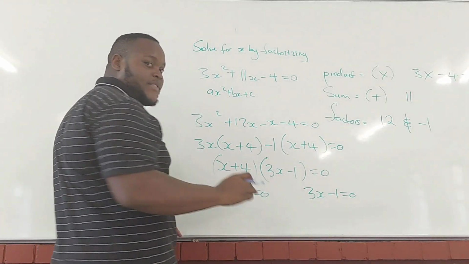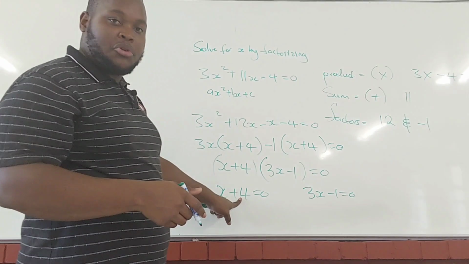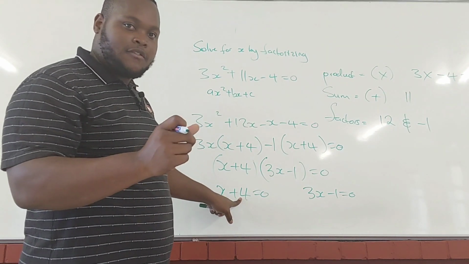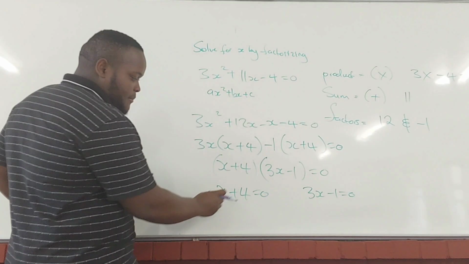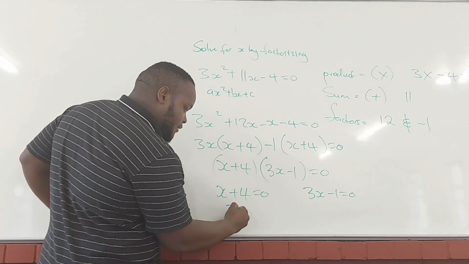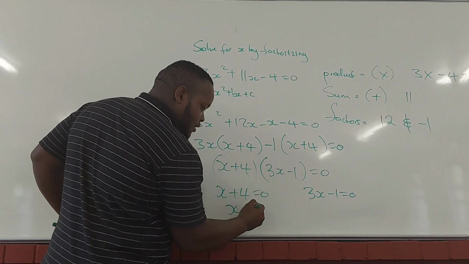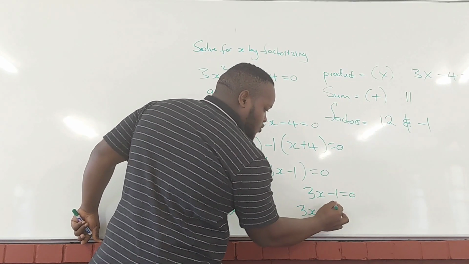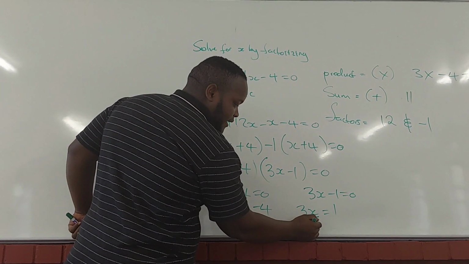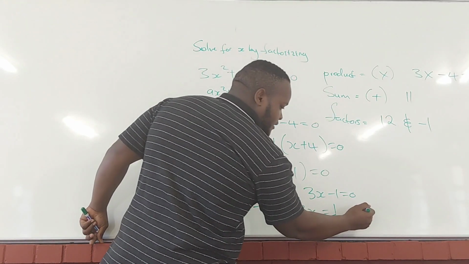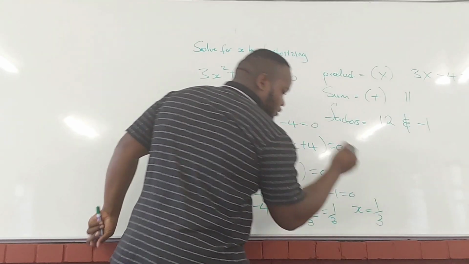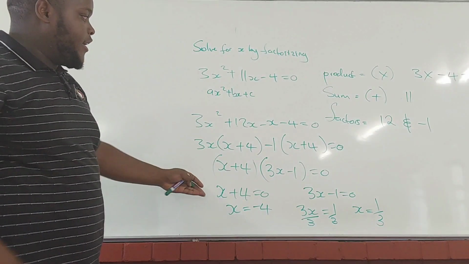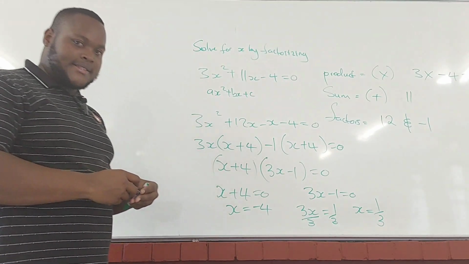So I am going to do the additive inverse. Here I have positive 4. What is the additive inverse of positive 4? Negative 4. So I can say x is equal to negative 4. For the other, I'll have 3x is equal to positive 1. I divide by 3, x is equal to 1 over 3. So that is the way of solving for x by factorizing.